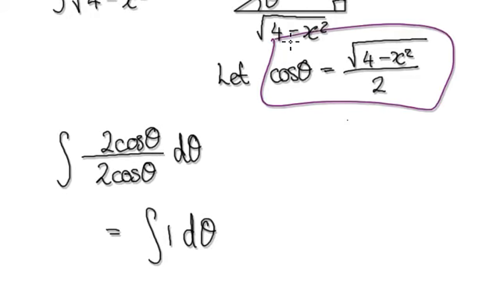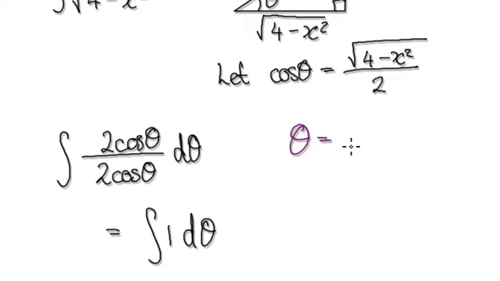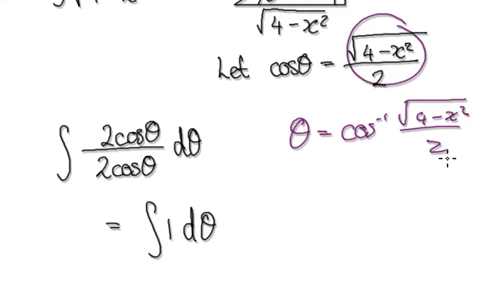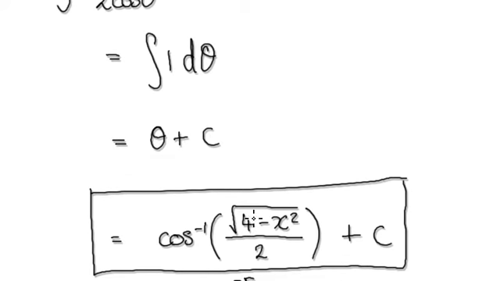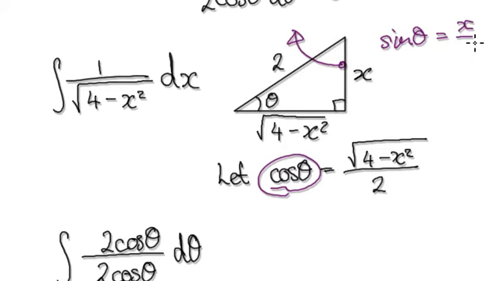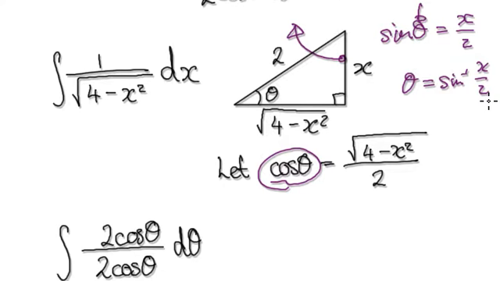So if you look at this here, take inverse cos on both sides, then you're going to have inverse cos of this whole thing here, root 4 minus x squared over 2. But rather than using this cos thing, we should use sine. It's nice and simple. So if you look at this, sine theta equals x over 2. So if you want theta on its own, then theta will be inverse sine of x over 2.